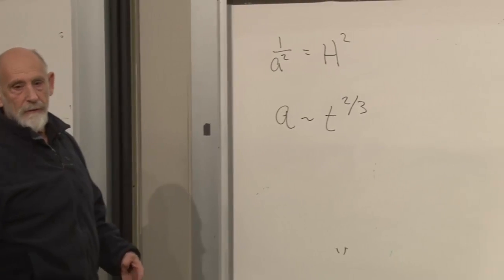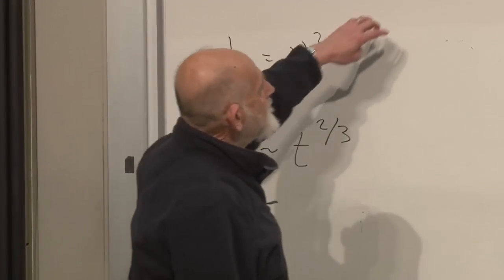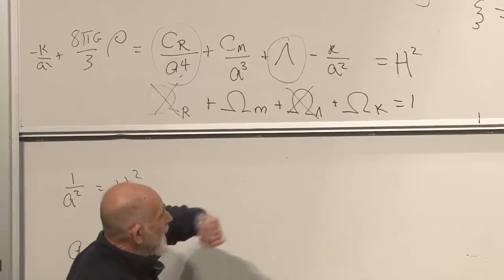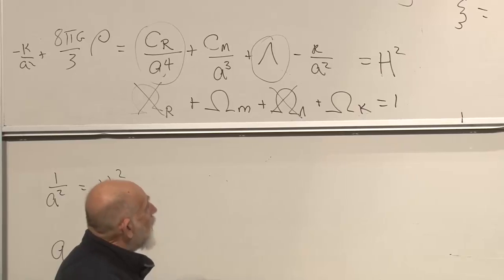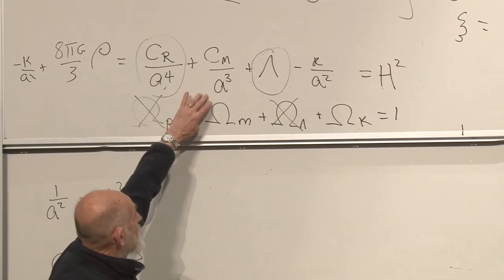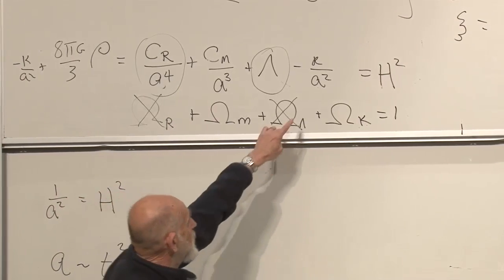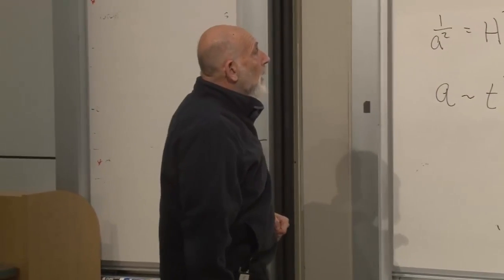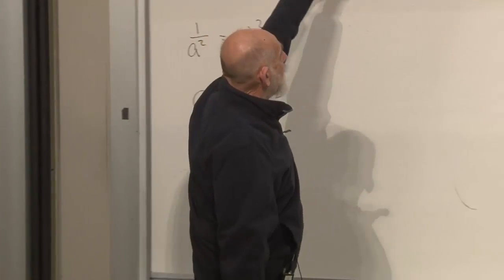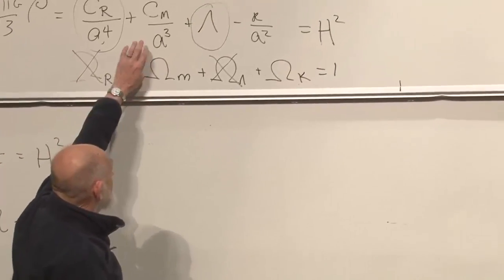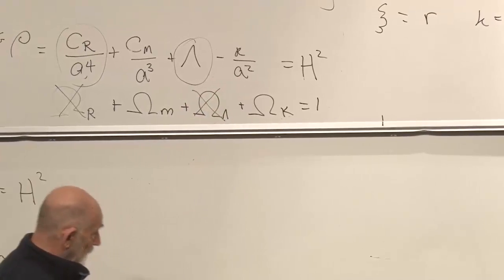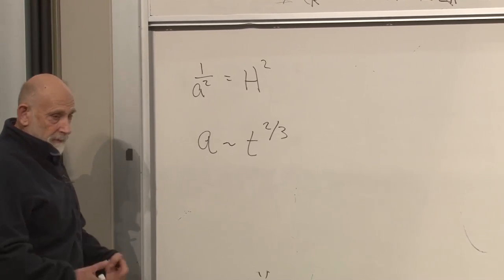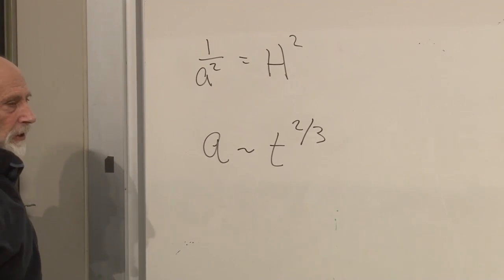For most of the history of the universe, in fact, this term is not as important as the matter term. 1 over a squared for small a, when the universe was small, was smaller than this term here. At late times, it's true, this one got bigger. But at early times, for most of the history of the universe, even though the matter was pretty small, it was still true that this term, for most of time, competed favorably with this term. So this was a pretty good approximation. It fails at late time, but it's pretty good at early time.